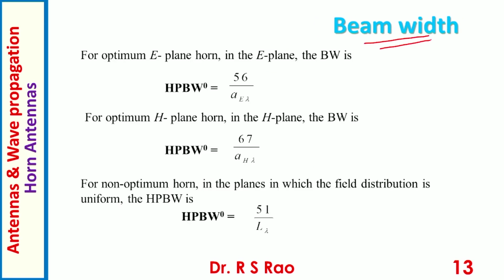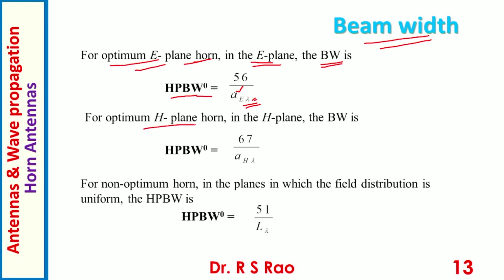Now, a few parameters, performance indicators of horn antennas. For optimum E plane horn, in E plane, the beam width is 56 by AE lambda. This is half power beam width in degrees. AE means A stands for aperture, E stands for E plane. So aperture in E plane in terms of lambda.